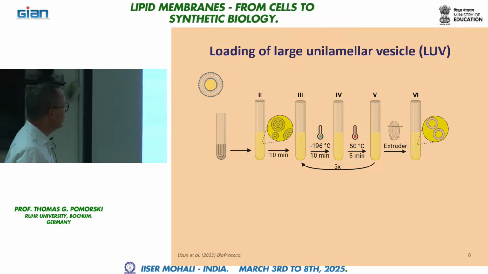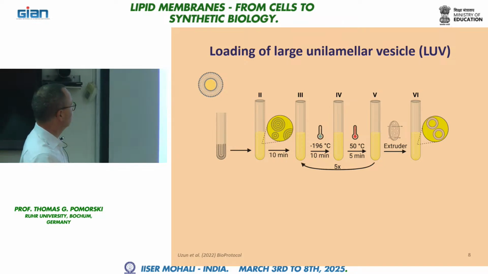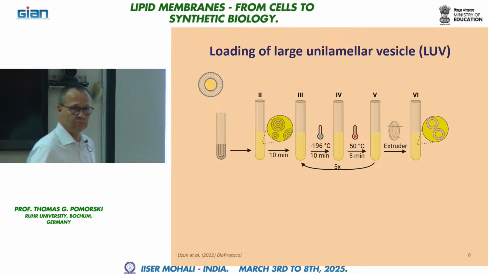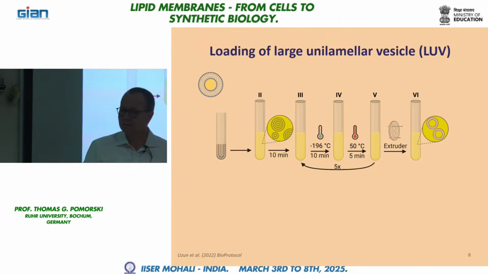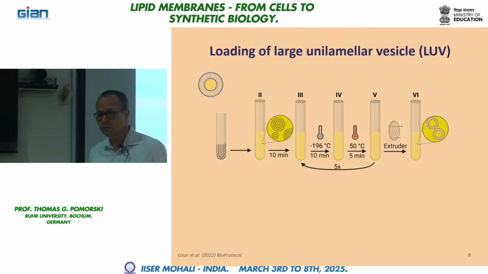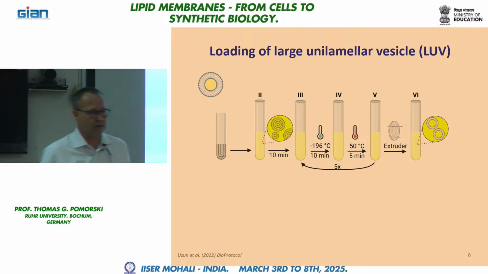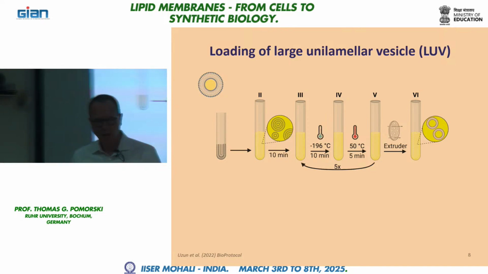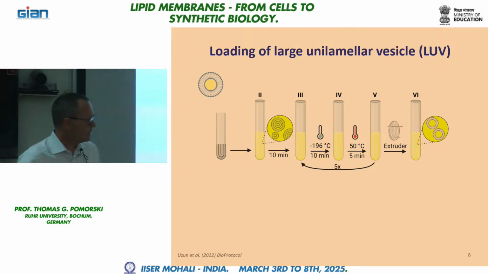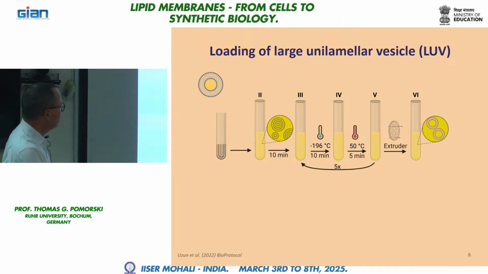So sometimes you might like to include something. That could be an indicator, or it could be a drug. So how do you do this? So far we have only discussed how to make a small vesicle and how to make a large vesicle. At first glance, it's actually relatively easy. You add the substance that you would like to include into your buffer. So you add this buffer to your lipid film.